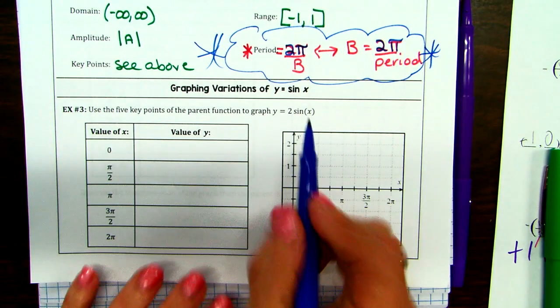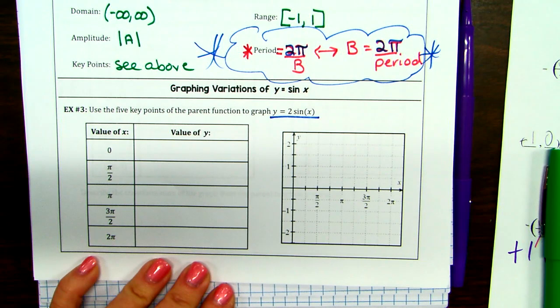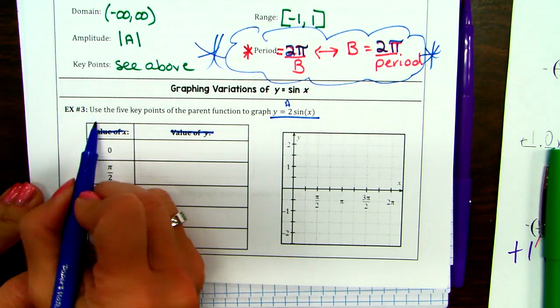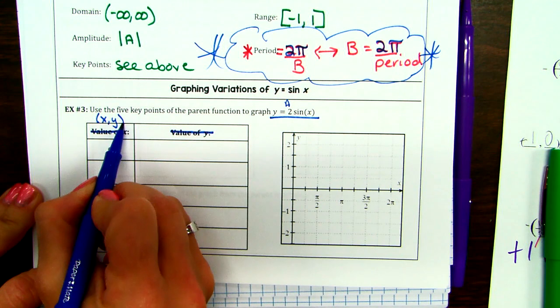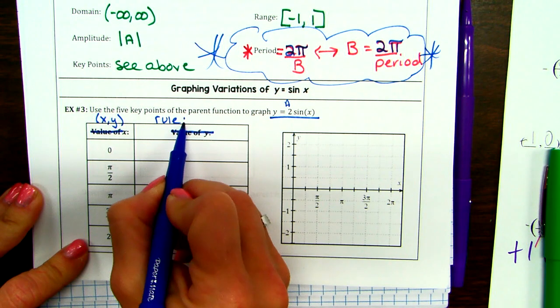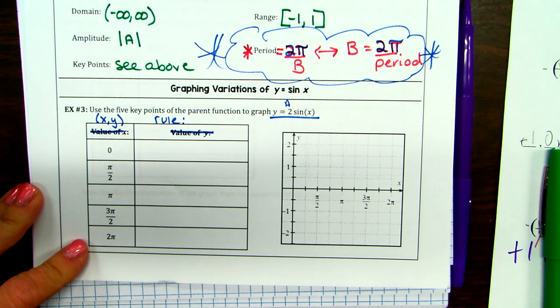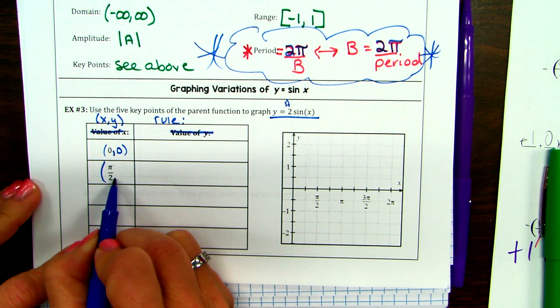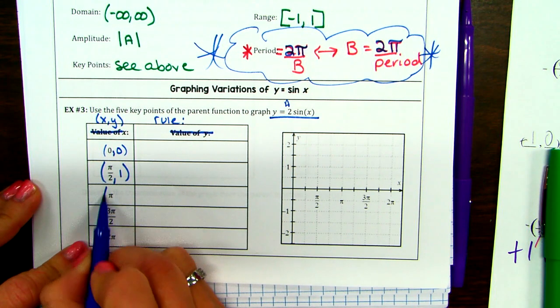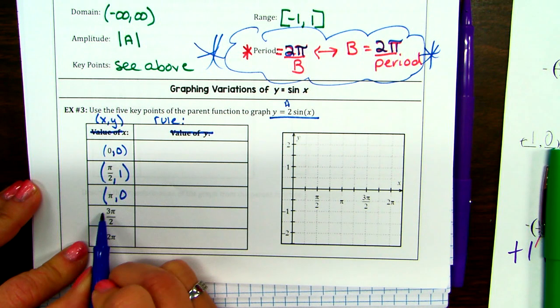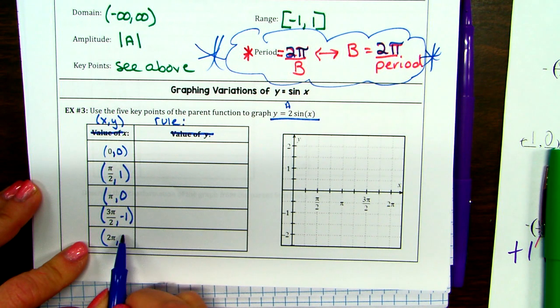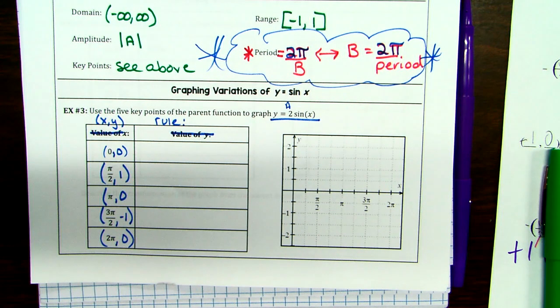All right, let's do our first one that's not a parent function anymore. They're throwing an A in there at us. I'm going to change how this is done. So change this to x, y, and make this the word rule. So what we're doing here is we're starting with our 5 key points. Please make these changes. These are our 5 key points from the bottom of the page before.